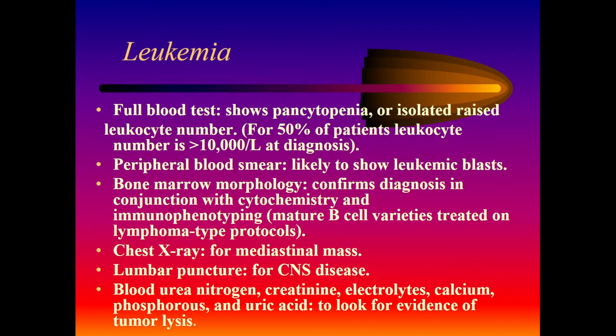Mature B cell leukemias are treated by lymphoma protocols. Chest X-ray is done for mediastinal mass. Lumbar puncture is done for CNS disease determination. Blood urea nitrogen, creatinine, electrolytes, calcium, phosphorus, and uric acid are checked to look for evidence of tumor lysis.